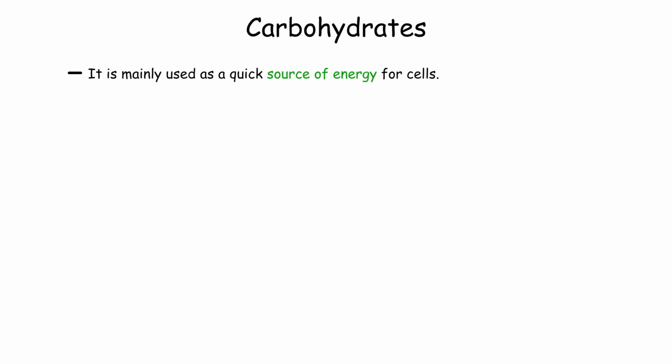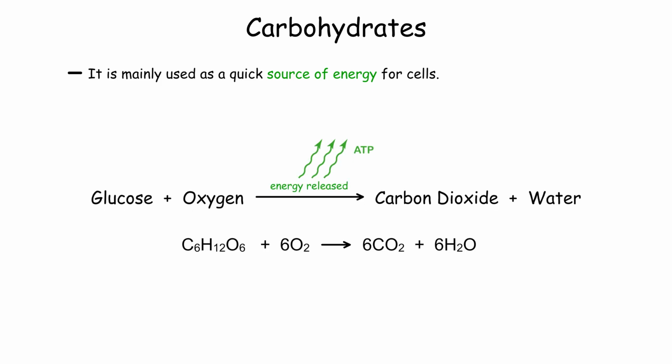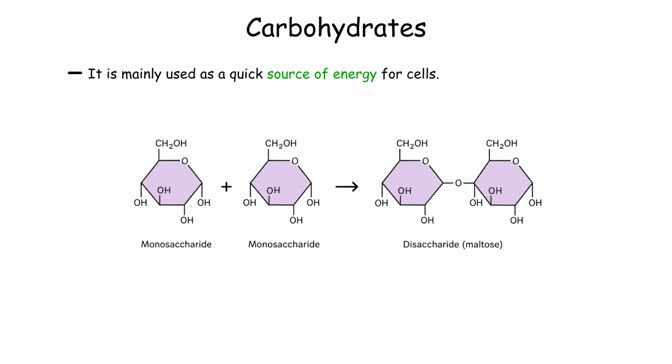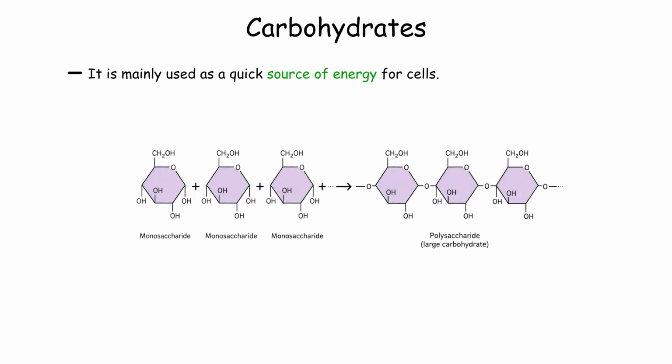Carbohydrates are mainly used as a quick source of energy for cells. One important example is glucose. Cells break down glucose during cellular respiration to produce ATP, which acts like the energy currency of the cell. When two monosaccharides join together, they form a disaccharide, such as maltose. And when many monosaccharides join together, they form a polysaccharide, which is a large carbohydrate.